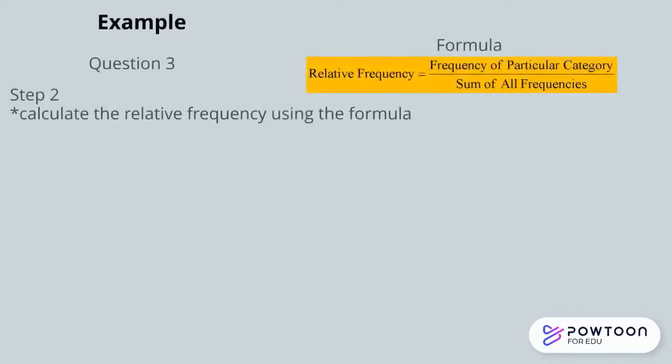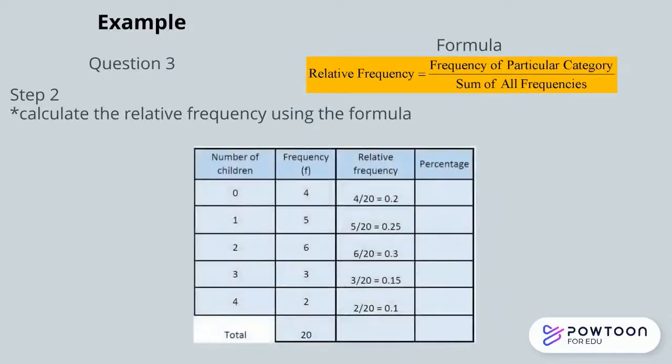After adding the columns, step 2. Calculate the relative frequency using the formula. Let's look at the first one. The families without any children number 4, which you have to divide by the total of all frequencies, which is 4 divided by 20, and you will get 0.2. And this is how you calculate the relative frequency using the formula.